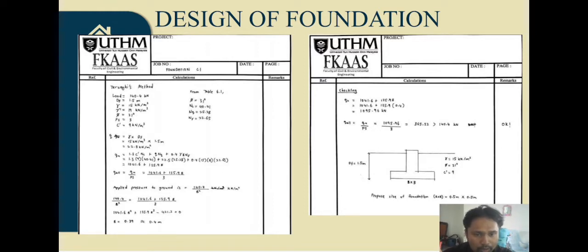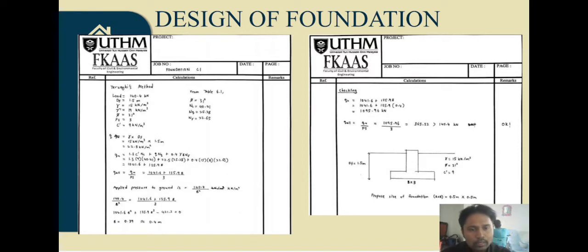The depth proposed is 1.5 meter. Based on the soil information report, the unit weight of the soil is 15 kilonewton per meter cube, the frictional angle is 31 degrees, cohesion is 9 kilonewton per meter square, and we use a safety factor of 3. From table 6.1, the Nc we get is 40.41, Nq is 25.28, and Nγ is 22.65.